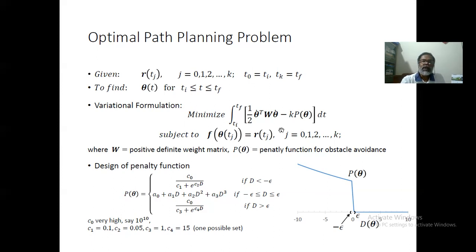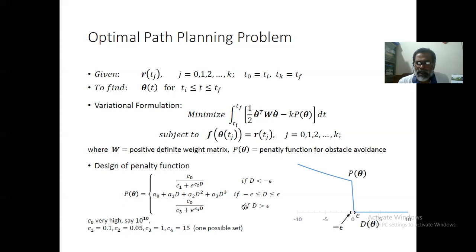So what should be the penalty function? In the potential field method, you saw that inside the obstacle, C obstacle points should have very high, infinite kind of value of the potential function, and much away it should be almost zero. So to make it smooth, you can have this penalty function. This is the form of the function that we used.